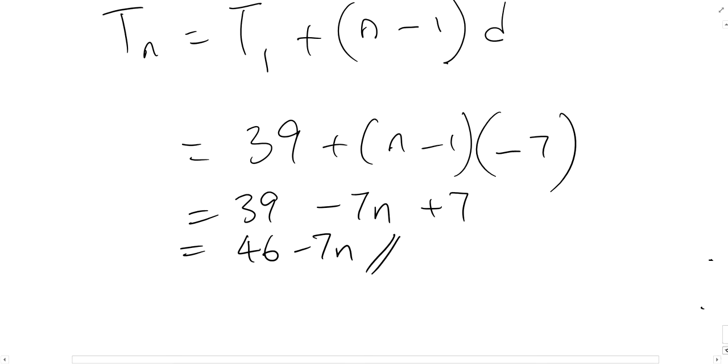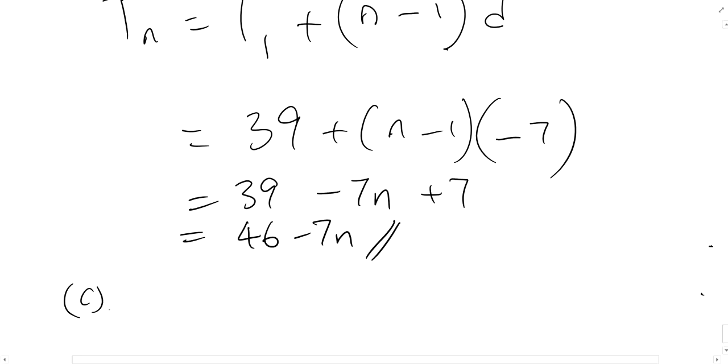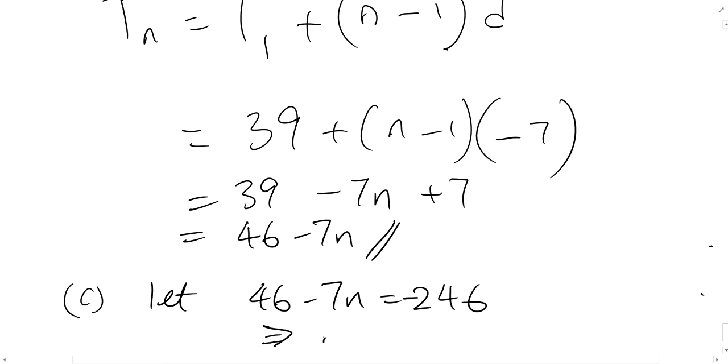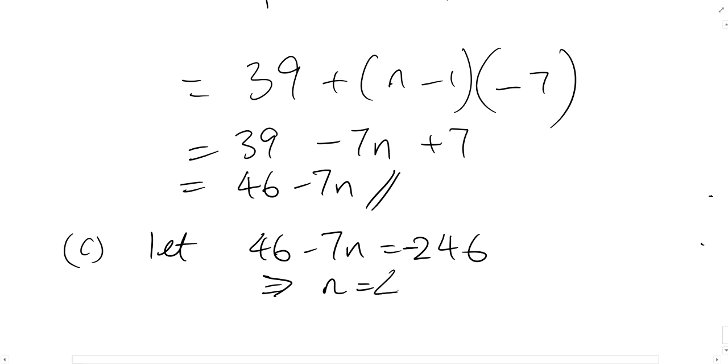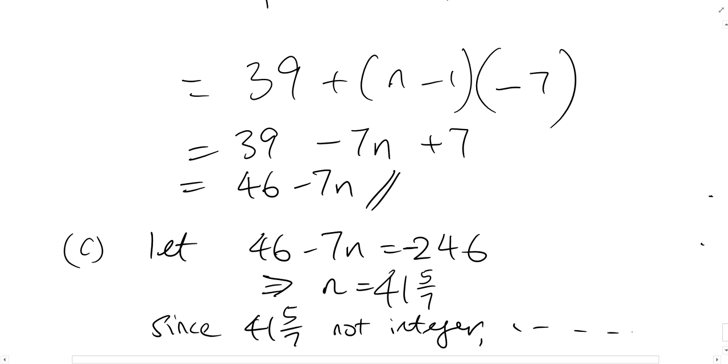Okay, last part. Part C, explain why negative 246 is not a term. So you sub it. Let 46 minus 7n equal negative 246. Then you will get n equals 41 and 5 over 7. Since 41 and 5 over 7 is not an integer, it is not a term of the sequence. Yes, that's it.